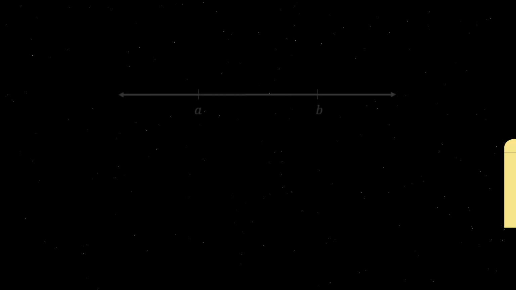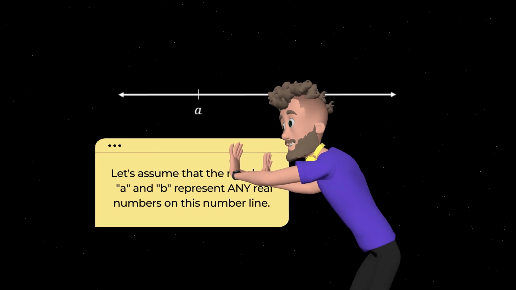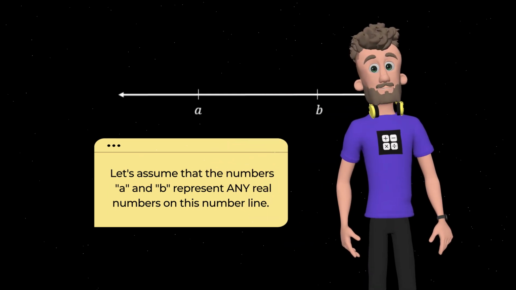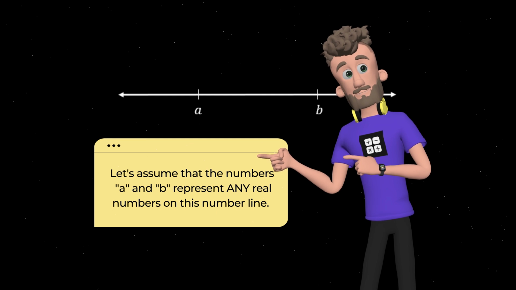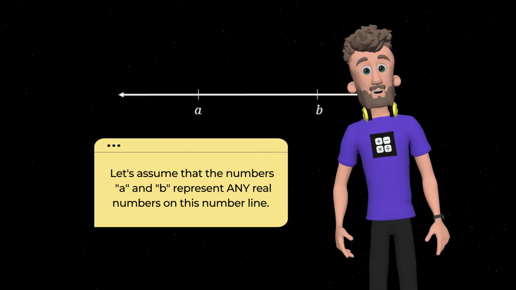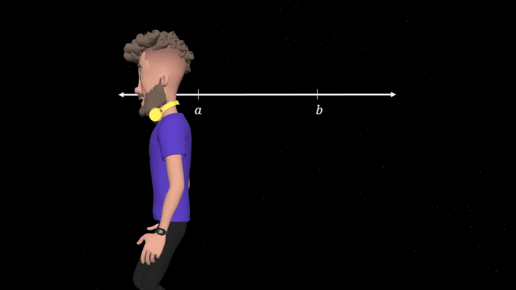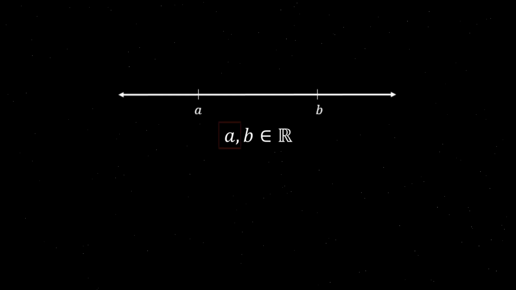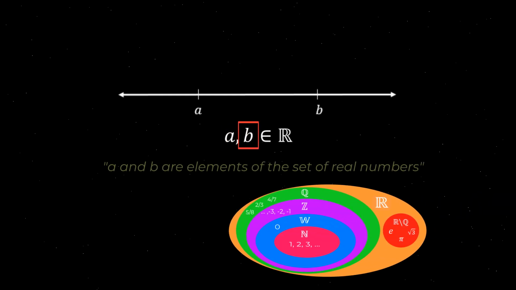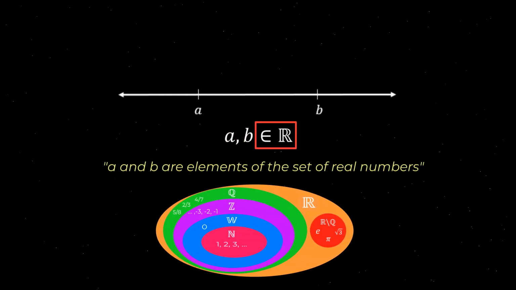To understand what an interval is, consider the following number line. Let's assume that the numbers a and b represent any real numbers on this number line. Using symbols introduced in the previous tutorials, we can write this as follows. The numbers a and b are elements of the set of real numbers, where a is less than b, that is, a is a smaller real number than b.